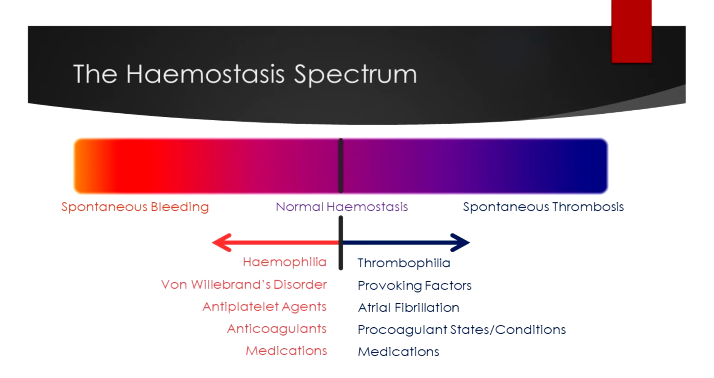And then on the other side, you can have the opposite, issues or conditions, medications, events that all contribute to shifting the spectrum towards the bleeding end. Hemophilia is well known, von Willebrand's disease, the most common bleeding condition, antiplatelet or anticoagulant agents, and then a few other medications that have either an antiplatelet or an anticoagulant effect that's not as full as the other agents are.